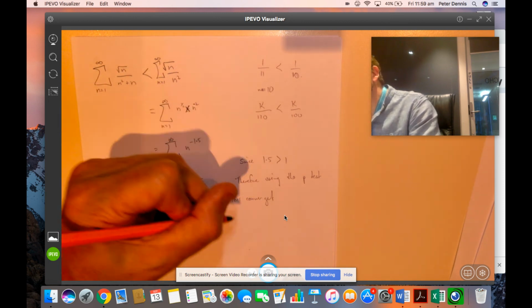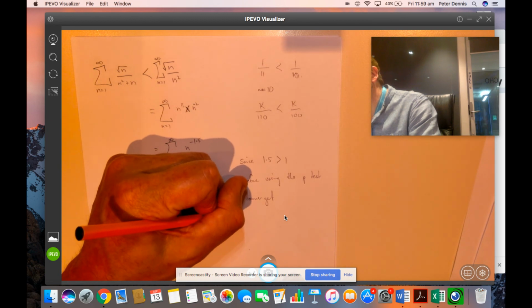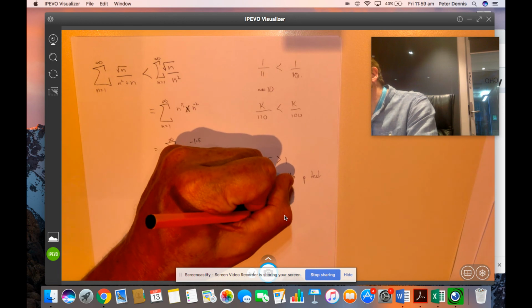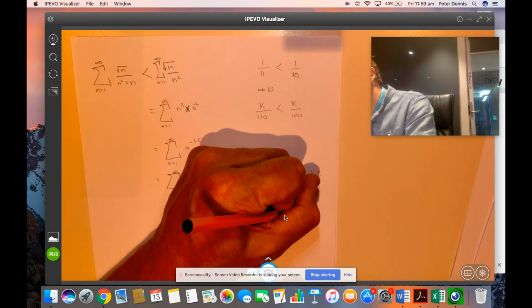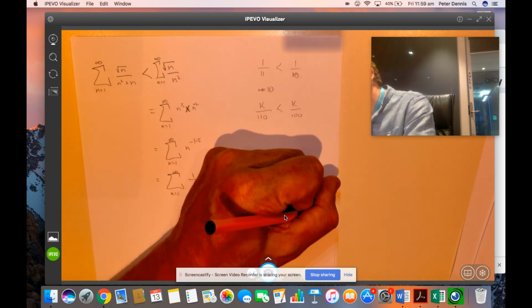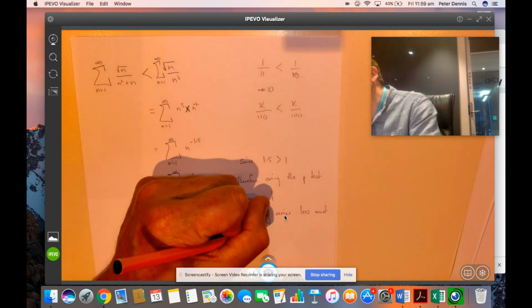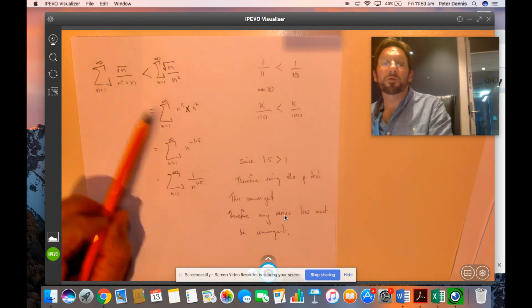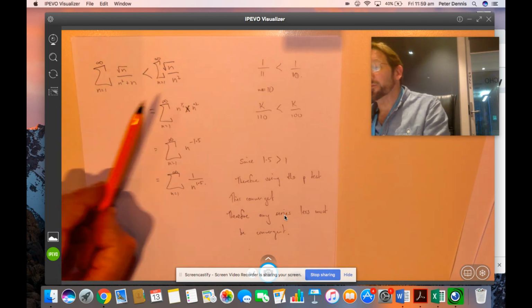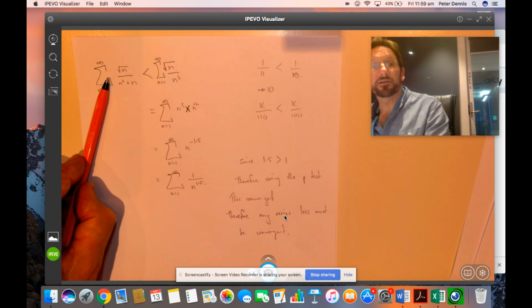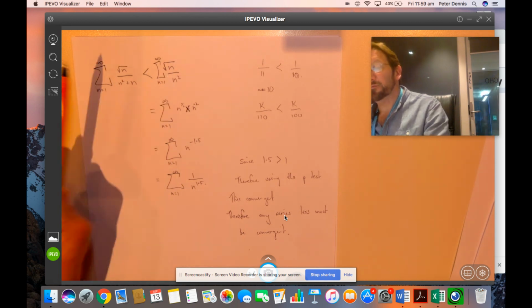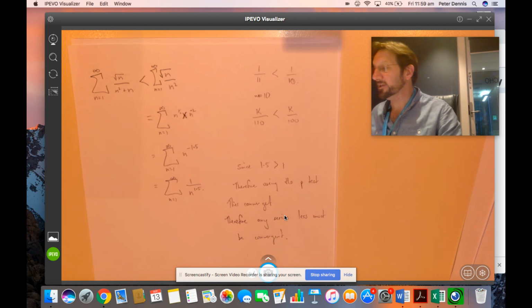This is convergent, therefore any series less than it must be convergent. And that's really what we are saying. We've looked at a series and we've said, one thing we know for sure is that this series is greater than this series. This is convergent, therefore this must be convergent because it's less than it.